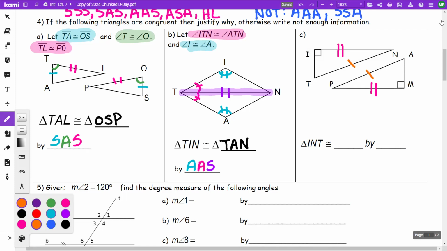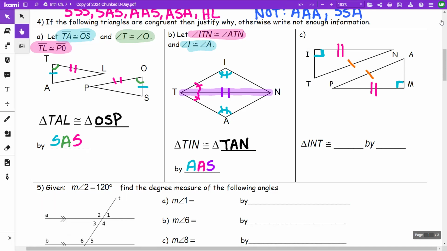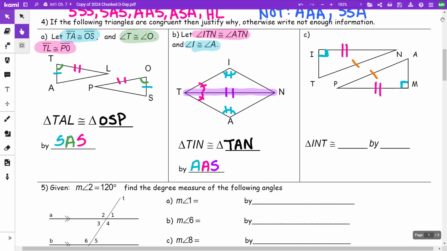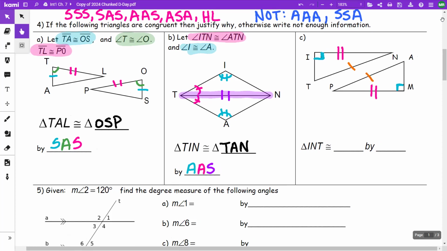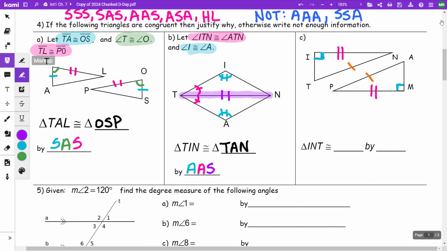Then the other thing that's going to be true is this angle here is 90 degrees and this angle here is 90 degrees. Now, as I go around this, I have this orange side, then this pink side, then this angle. So that's really side, side, angle, which is not one of these. However, it is a right triangle. And for a right triangle, we can have hypotenuse leg. So it has to be your hypotenuse and your leg.